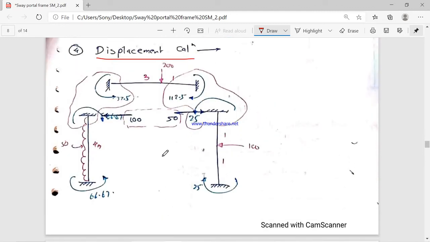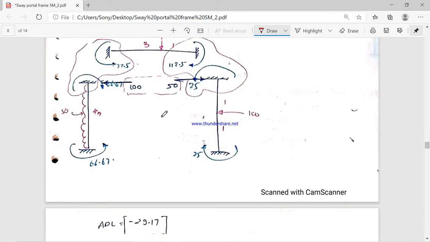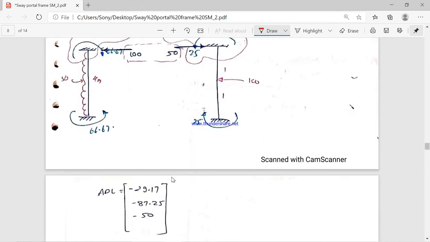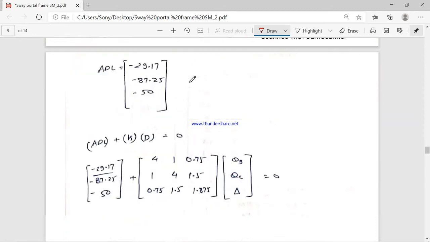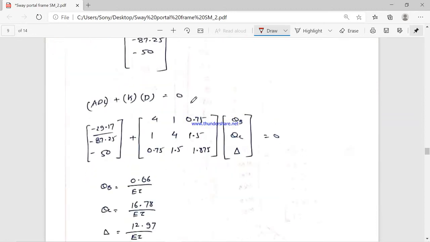Okay, and here it will be equal to 37.5 and 66.67. The calculation becomes 29.17. Here 112.5 and 25, it is equal to 87.5, and here it is minus 50 kilonewton. Okay, like this, minus 50. Now ADL plus KD is equal to 0.